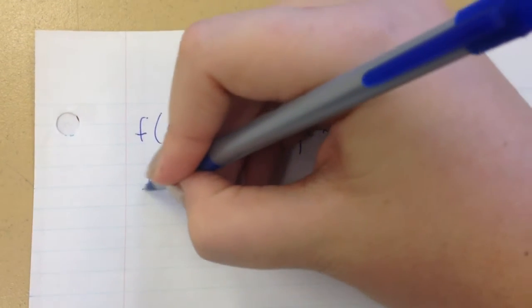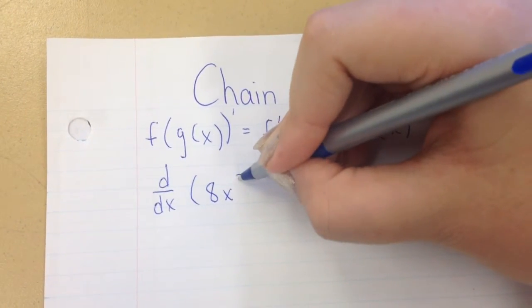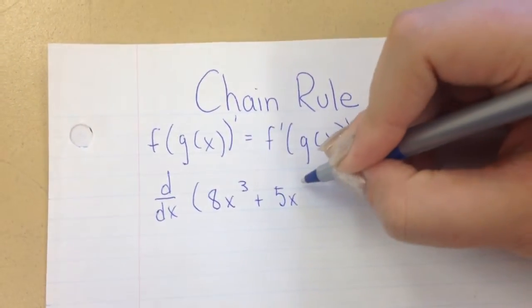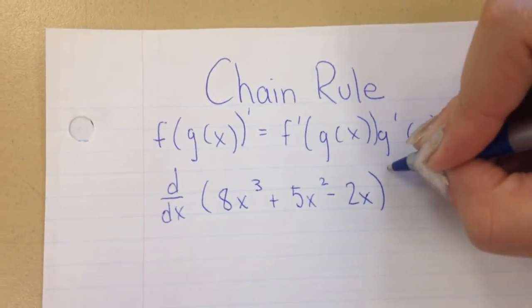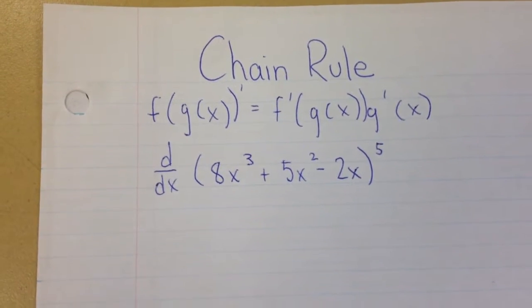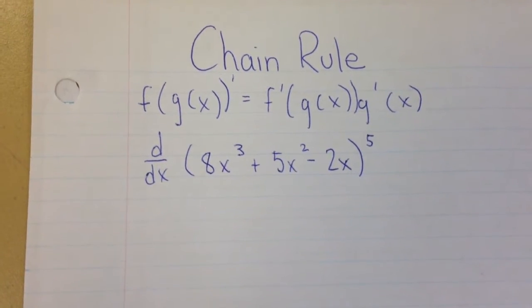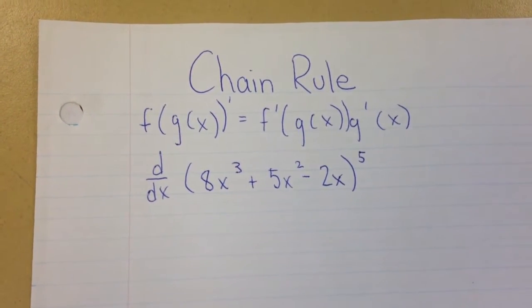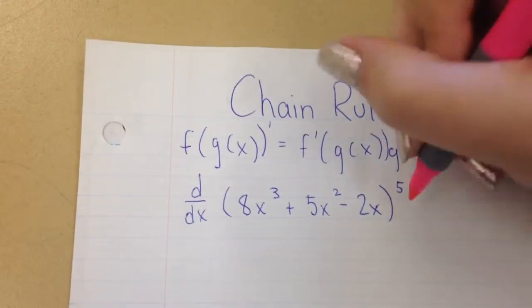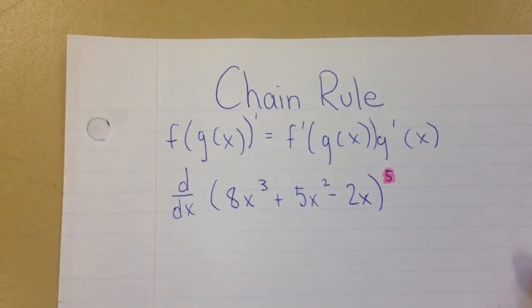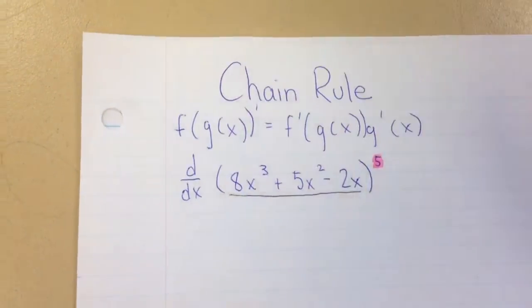Say we're asked to find the derivative of 8x to the 3 plus 5x squared minus 2x, all to the 5th. When we look at this, we would usually see it as only one function. But when we're looking at the chain rule, we're taking the derivative of the composition f of g. So this kind of looks like two functions. We can represent the 5 as f and all of this inside as g, the function.